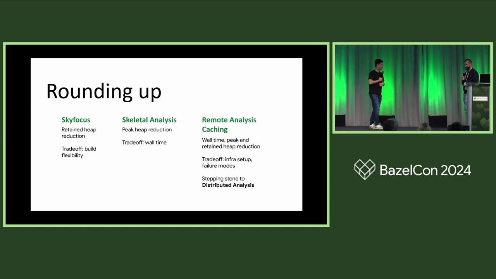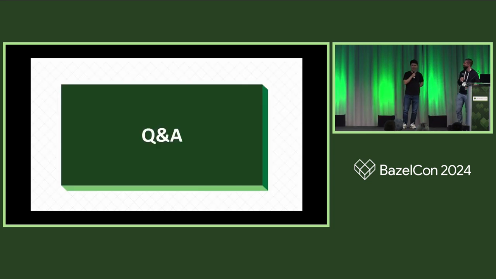Okay. You want to wrap up? To round things up, three major ideas: Skyfocus, skeletal analysis, and remote analysis caching. They have different trade-offs, but we think that the last one, remote analysis caching, actually improves all of the quantities that we care about. So this is what we are focusing on now, and it should also provide us a stepping stone to distributed analysis. And that's it. Thank you, everybody, for your attention.